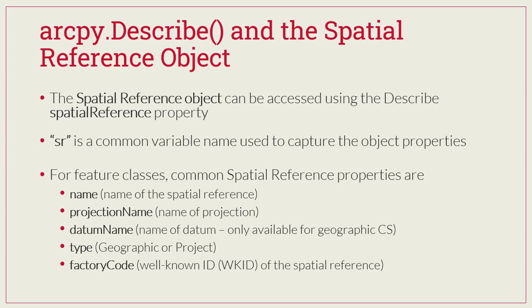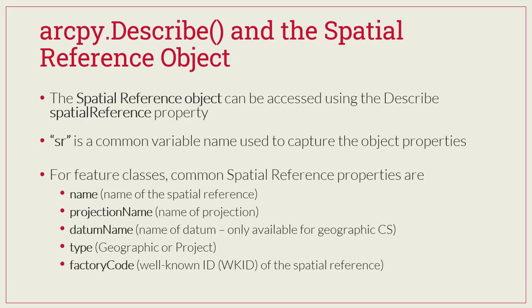So for feature classes, common spatial reference properties are going to be the name, that's the name of the spatial reference, the projection name, the name of the actual projection, not the datum, just the projection, the datum name, which is the name of the datum. Keep in mind that the name of the datum can only be pulled off of the spatial reference object for data sets that are in geographic.